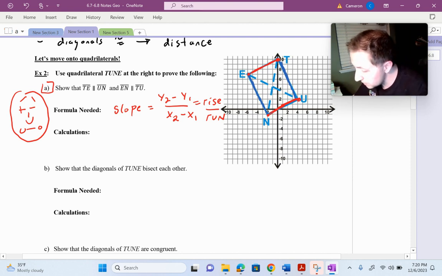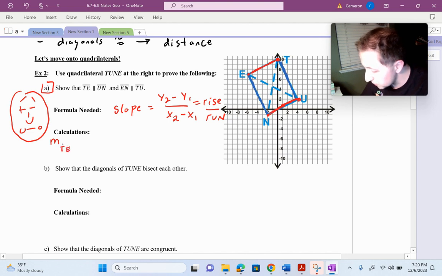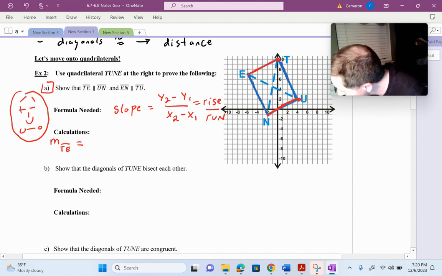So the first one I'm going to need to calculate is the slope of TE. So I'm going to label that slope M, and as a little subscript, I'm going to write the segment TE. And the way I would read that is the slope of segment TE. And if I look at it, the TE has a positive slope. It's rising to the right, and it goes up 1, 2, 3 over 1, 2, 3, 4, 5, 6.